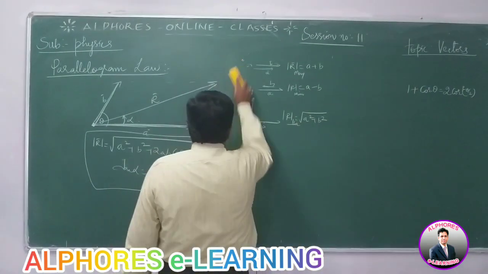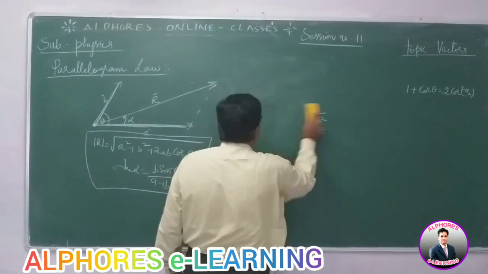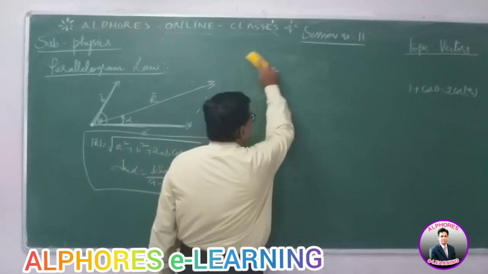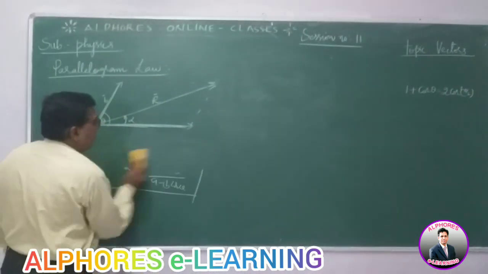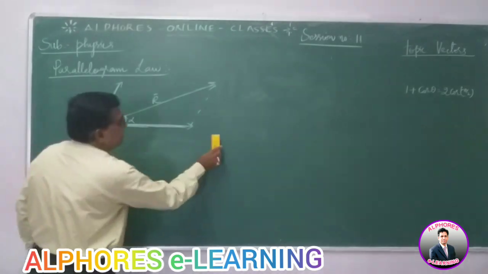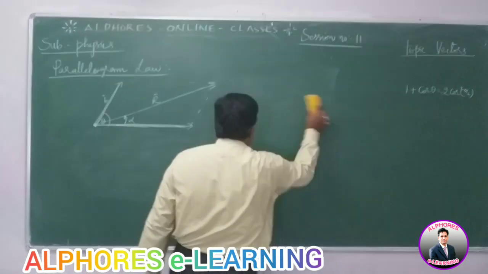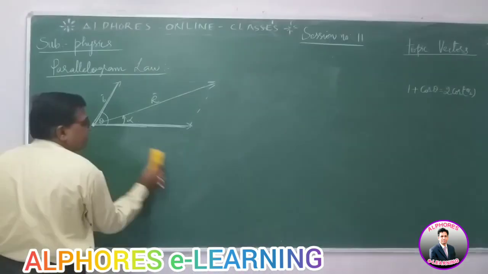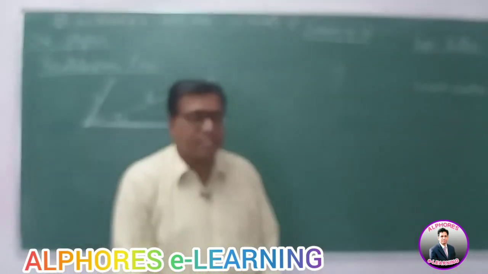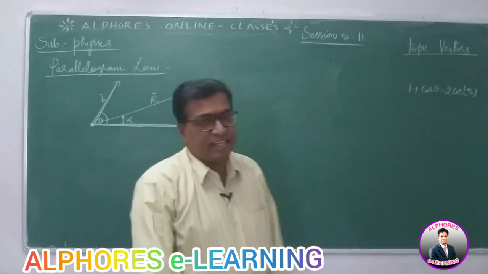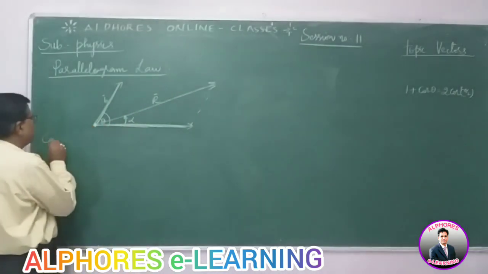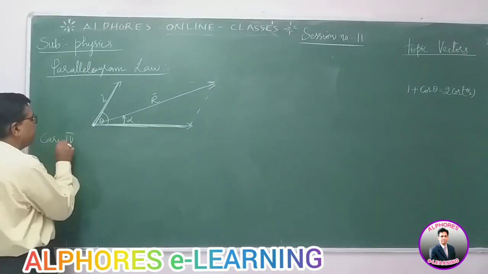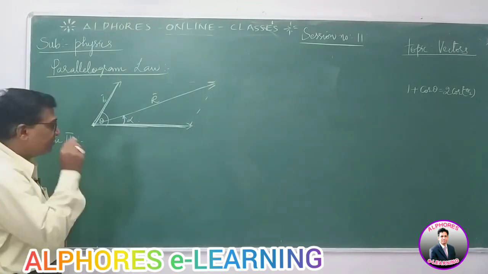Now, the next case is the fourth case. So you remember the magnitude of the resultant is root of A square plus B square plus 2AB cos theta, and the direction is tan alpha is B sin theta by A plus B cos theta. Now this special case, case 4, is very important.